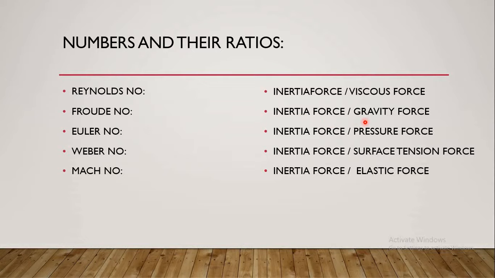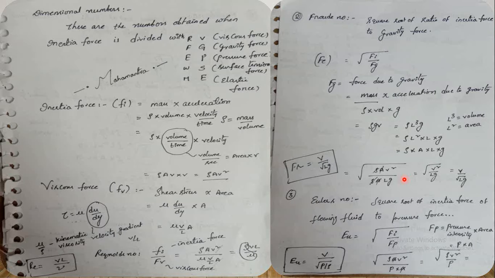F is the Froude number, which is the ratio of square root of inertia force to the gravity force. E is the Euler number, which is the square root of inertia force to the pressure force. W is the Weber number, which is the square root of inertia force to the surface tension force. M is the Mach number, which is the square root of inertia force to the elastic force.